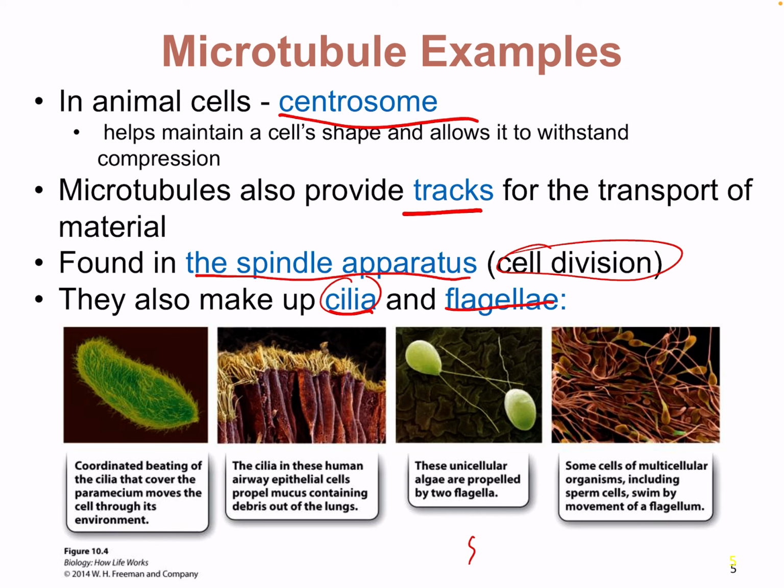So for example, here we can see coordinated beating of the cilia that cover the paramecium, which moves the cell through its environment. That's one example. The cilia in these human airway epithelial cells, which I mentioned, propel mucus containing debris out of the lungs. These unicellular algae are propelled by two flagella. In some cells of multicellular organisms, including sperm cells, swim by the movement of a flagellum.